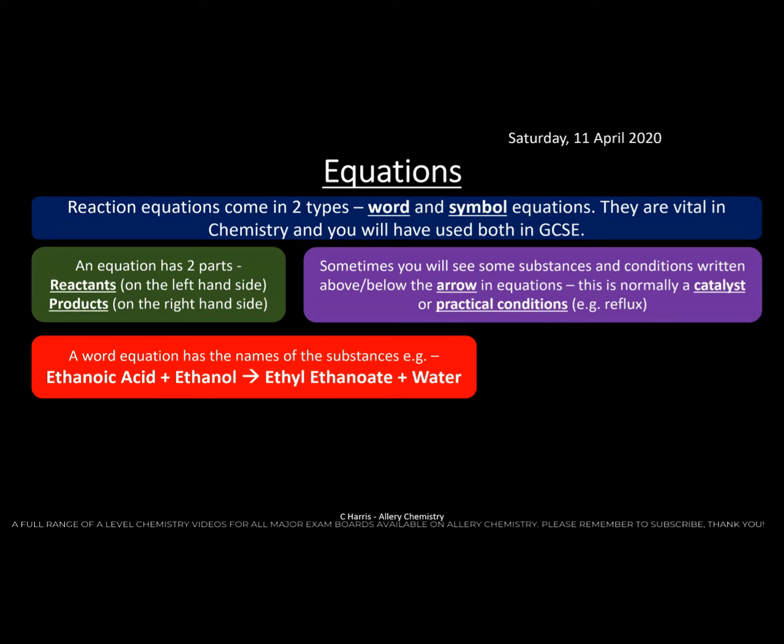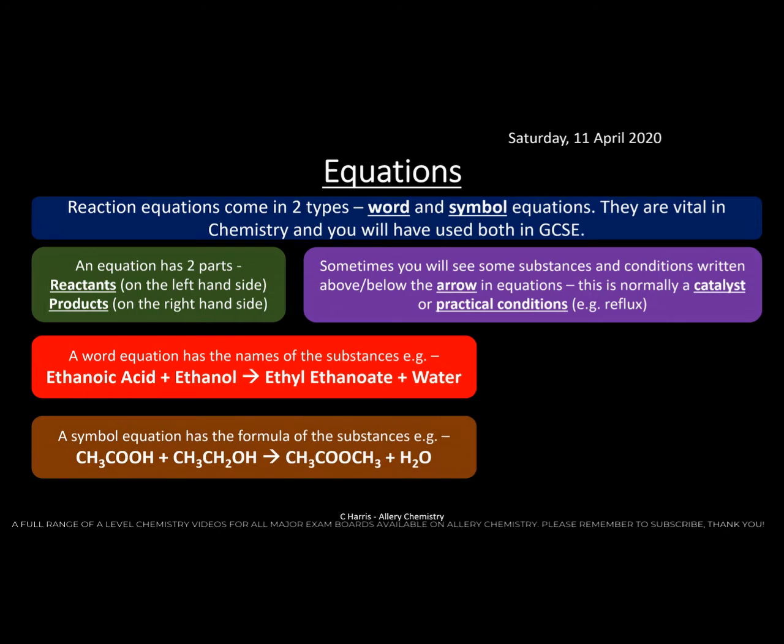So the word equation, like I say, has words in it. We've got ethanoic acid, for example. In this example here, we've got ethanoic acid plus ethanol will form ethyl ethanoate plus water. This is the formation of an ester, which you may have seen at GCSE. Don't worry if you haven't, you will see it a lot more at A-level anyway. So a word equation is fairly straightforward.